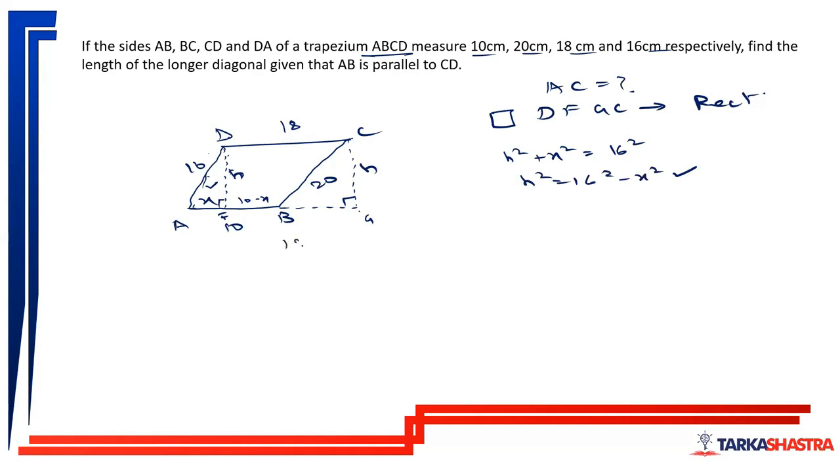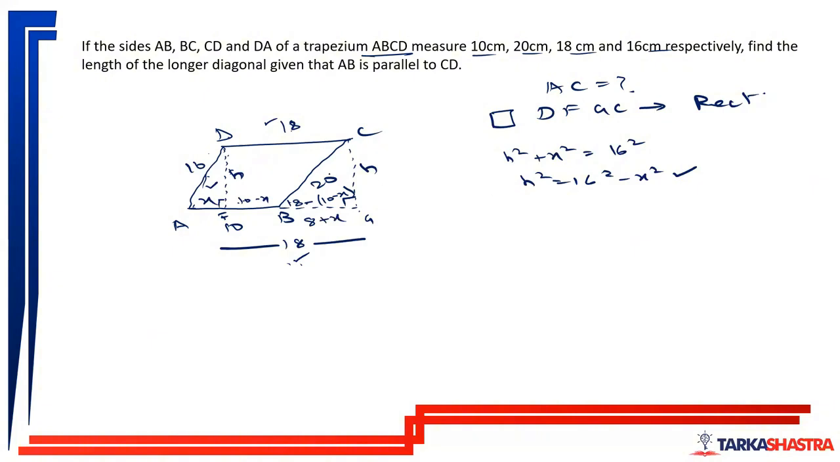So this FG is total 18, right? FG is 18 because opposite sides of a rectangle are equal. So if this is 18, this is also 18. If this is 18 and this is 10 minus X, this will be 18 minus (10 minus X). 18 minus 10 is 8, and minus of minus X is plus X.